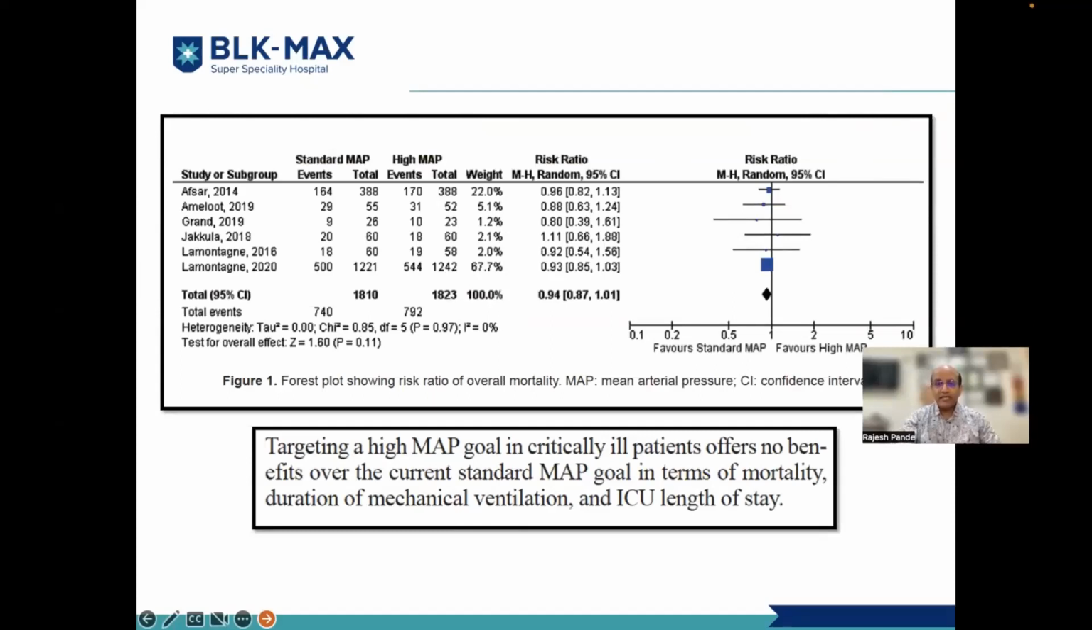And if you see when they are looking at the overall mortality, there you find that the diamond is very close to the baseline, and there are only 5 or 6 trials which fit into the scheme. So possibly we cannot find an answer, although it seemingly looks to favor a standard MAP. So what they have concluded here is targeting a high MAP goal in critically ill patients offers no benefit over current standard MAP goal in terms of mortality, duration of mechanical ventilation, and ICU length of stay.